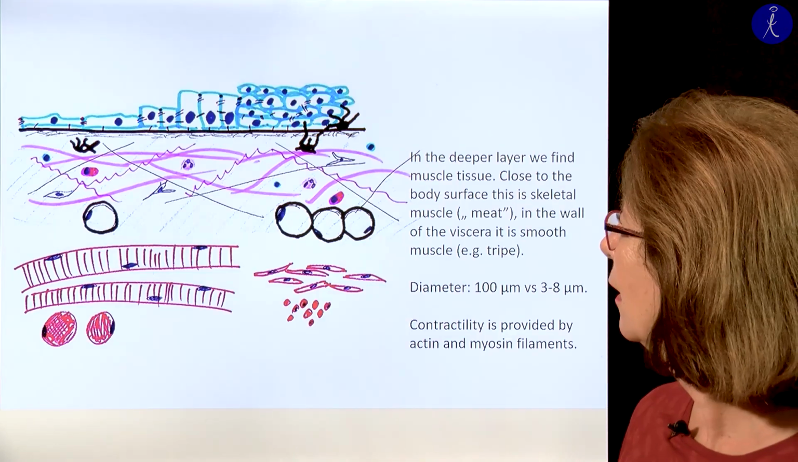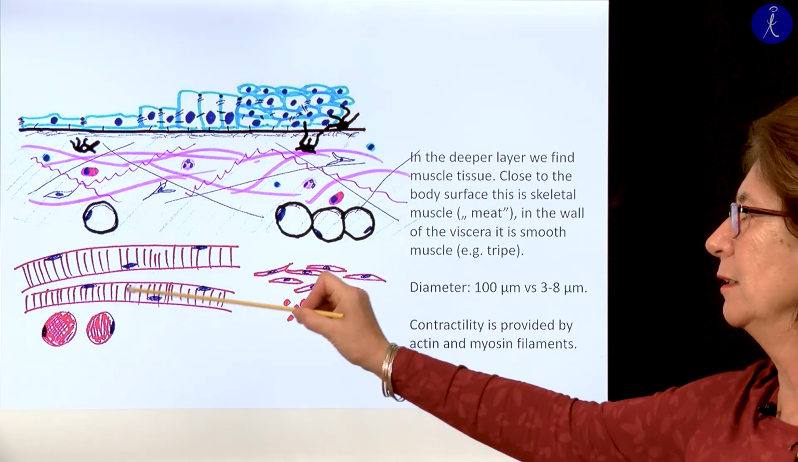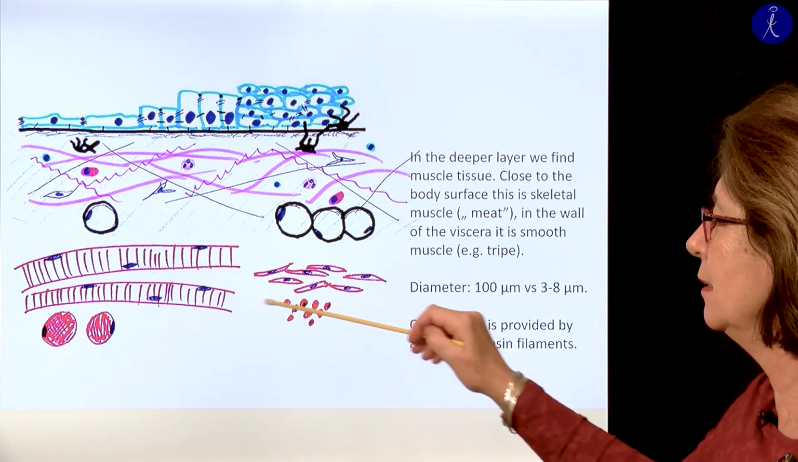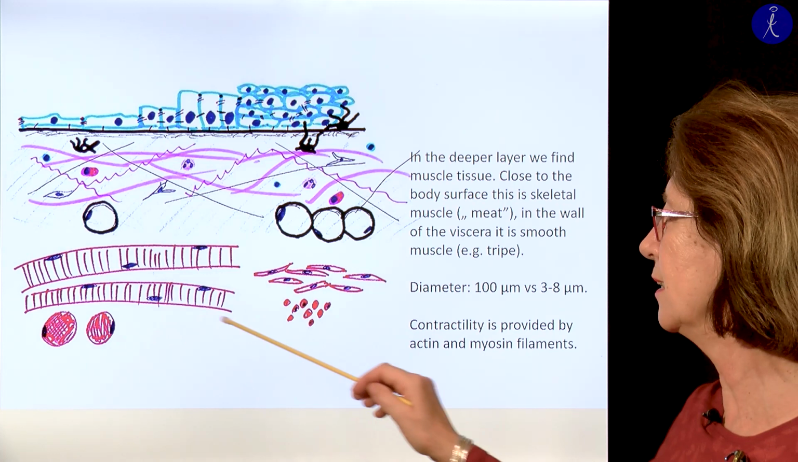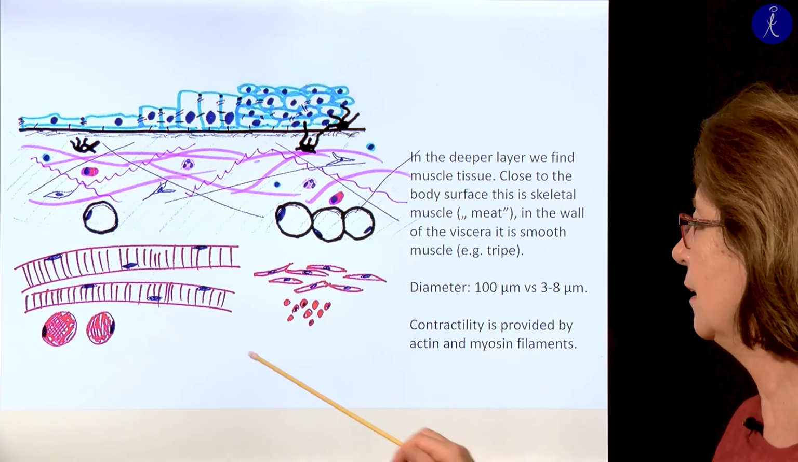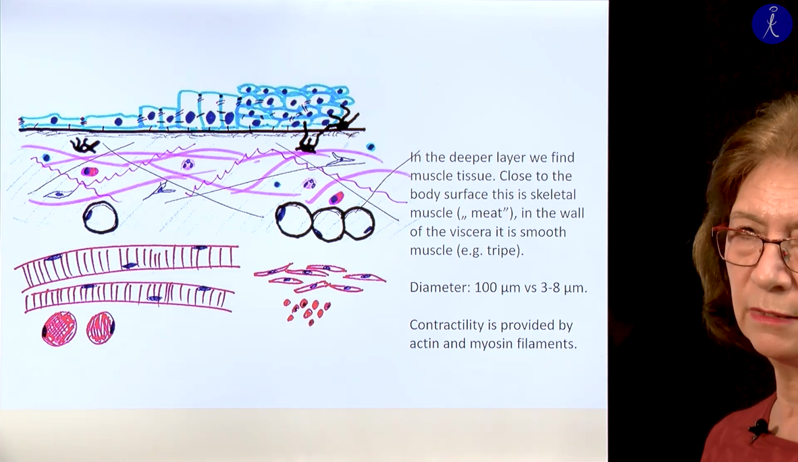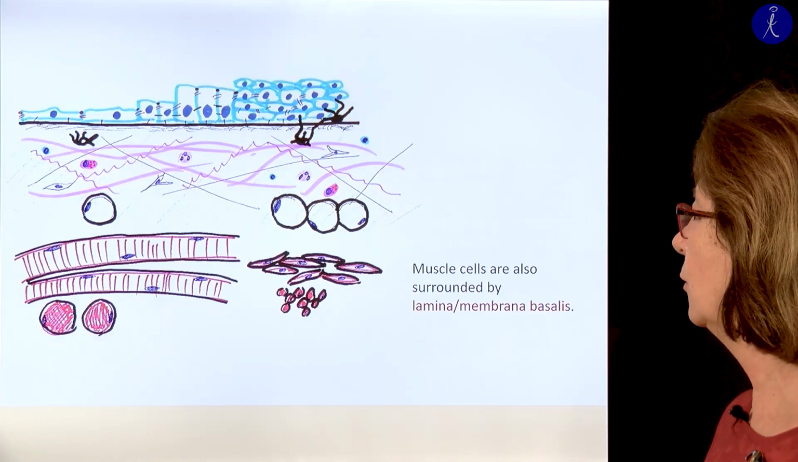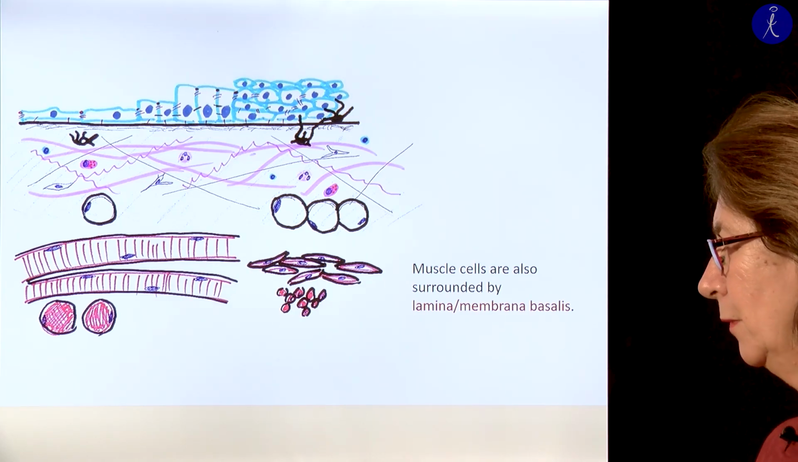Okay, so in the deeper layers, we find muscle, which may be skeletal muscle or smooth muscle. Right? Between these two, in diameter, there is an extreme difference. Right? The skeletal muscle cells, there are 50 to 100 micrometer. The smooth muscle cell diameter, that's 3 to 8 micrometer. So it's a very big difference between these two. And on the surface of these muscle cells, we have also a basement membrane.